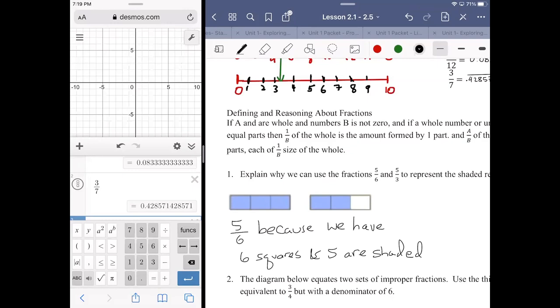All right, 5/6 will work because we have 6 squares and 5 are shaded. All right, so that's fine. But then we have the 5/3. So that's kind of weird. So we can look at this a couple of ways. I'll explain both ways. We can call this the whole, this being this thing that I'm highlighting here, right? Assuming I actually turn on the highlight. All right, so this is the whole. And then this would be the excess.